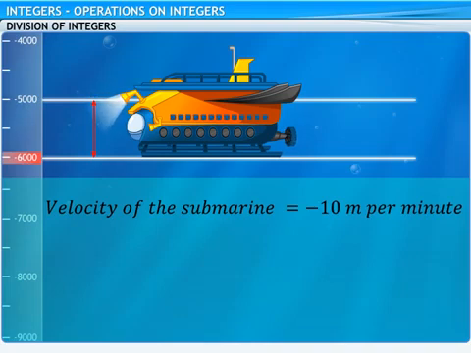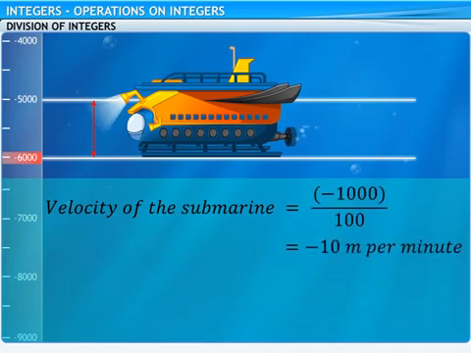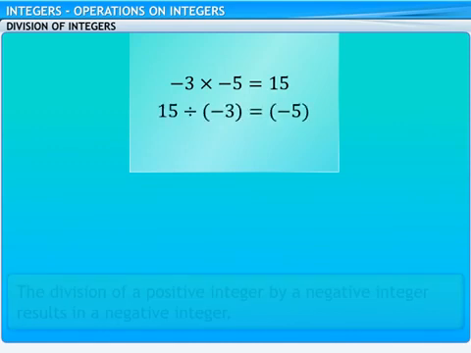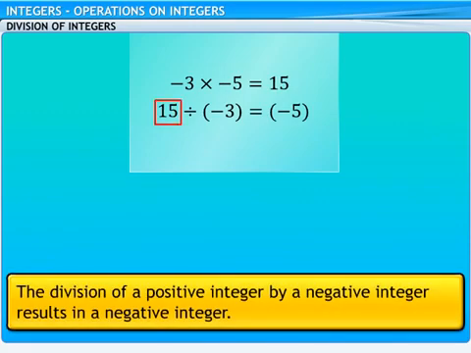How did Captain Jack arrive at this value? Well, he divided minus 1,000 by 100. Here, did you notice the division of integers? Take a look at the example given here. You can see that minus 3 times minus 5 gives us 15, and 15 divided by minus 3 gives minus 5. So, the division of a positive integer by a negative integer results in a negative integer.